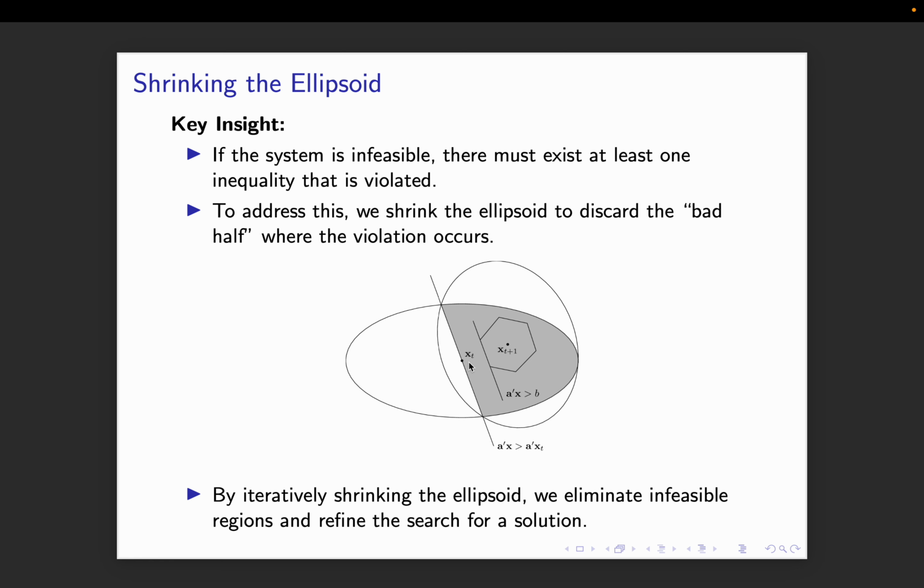So here's a figure. Let's say this is my polytope and this is the center of the ellipsoid, xt. And let's say I look at this particular constraint as A prime x greater than b. Obviously my center violates this constraint, right? So I'm sure that my real solution, my actual feasible solution, if it exists, should lie in the right half. So I do not need to be concerned with the left half at all. So what I'll do is I'll chop this ellipse into 2.